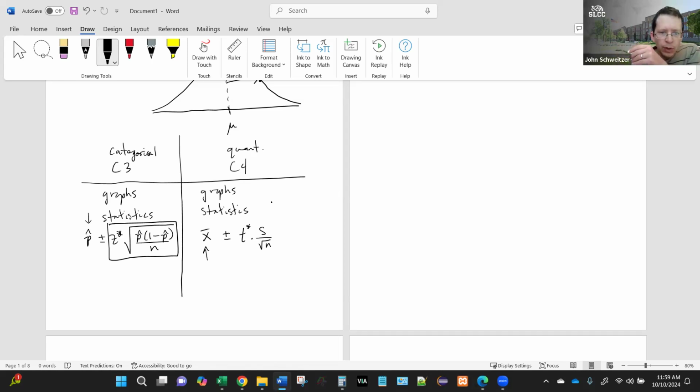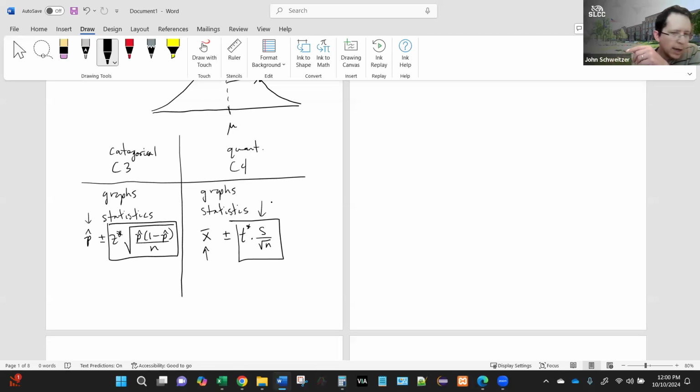And for x bar, it's similar. It's a critical score, but it's a t-score instead of a z-score. And then the formula for the standard error is actually a little bit easier. It's s, the sample standard deviation, divided by the square root of n. So it's very similar in spirit, similar structure, similar idea, margin of error. But because the data structure is different, it does change the formulas a fair amount.